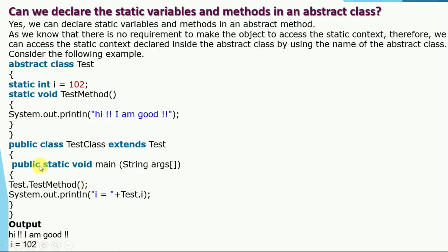Okay, because we can declare static variables and methods inside the abstract class, and we can also access that particular variable in our main method. But as we know, there is no requirement to make an object to access the static constant, therefore we can access the static constant declared inside the abstract class by using the name of the abstract class. So we need to use the name of that particular abstract class, because using the name of this abstract class, we can access the particular member, method and variable of that abstract class. Okay, so I hope you understood.